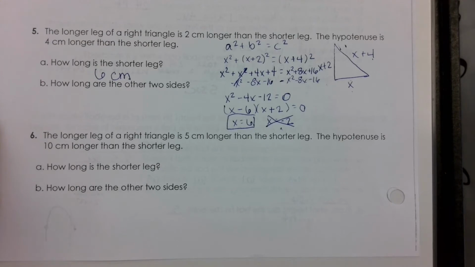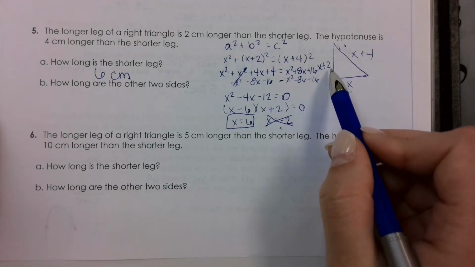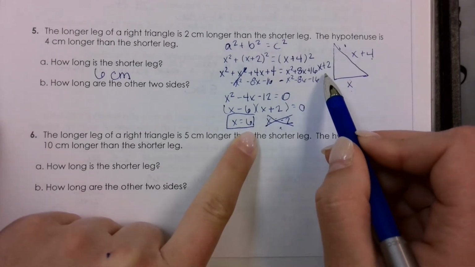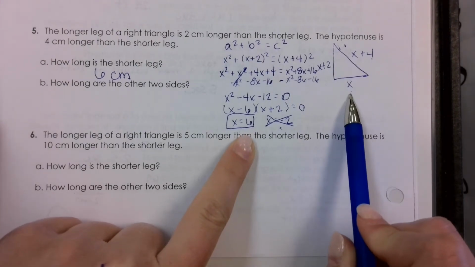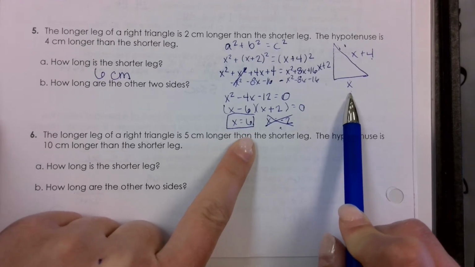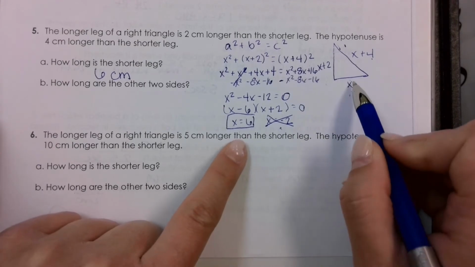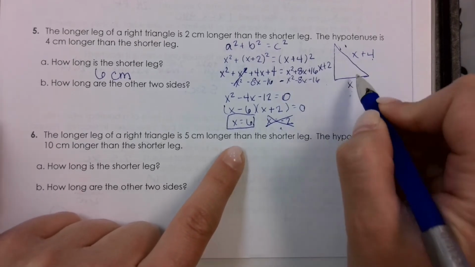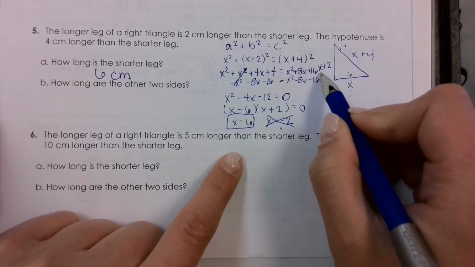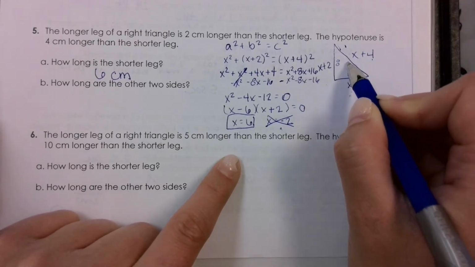Then it wants to know the length of the other two sides. So your other leg was x plus 2. So what is x? If you weren't sure, we can go back in and label our picture. So x was what? 6. So I'm going to put a 6 on this side. What is x plus 2? So 6 plus 2, 8. And then 6 plus 4, 10.